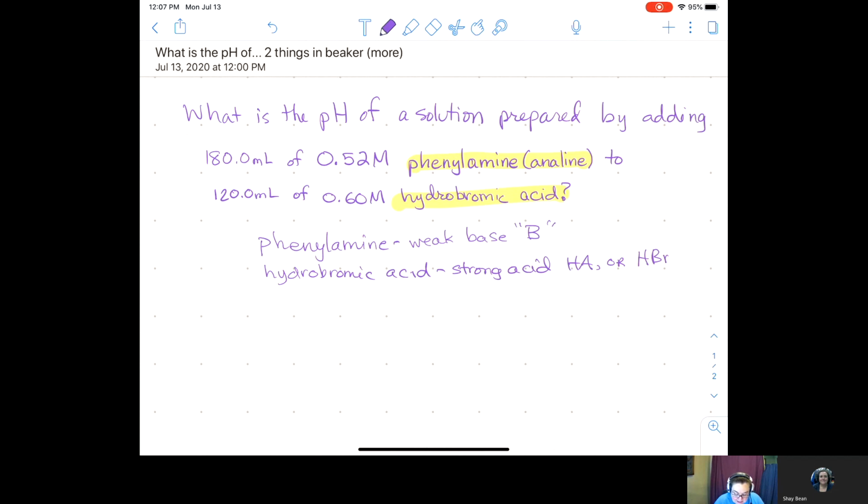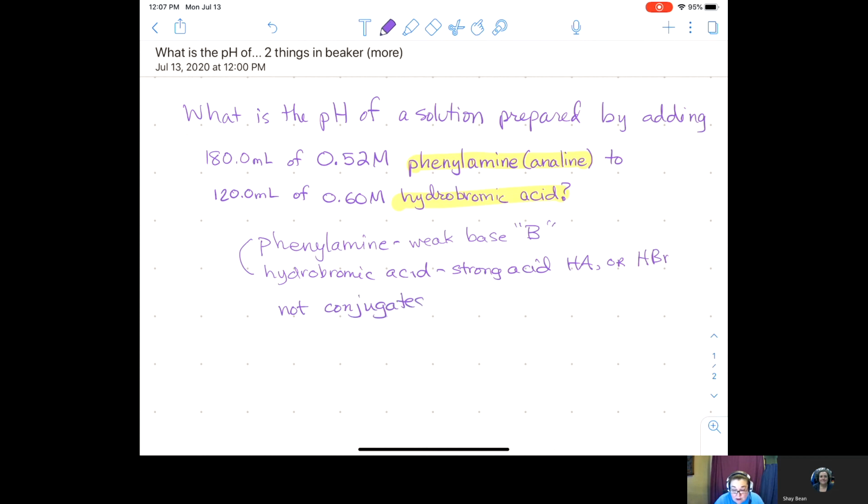So I have a weak base and a strong acid. Once I identify that there are two things in my beaker, one of them an acid and the other a base, go back and look at your flowchart. The next question is, are they conjugates or not? In order to be conjugates, their names and formulas have to be almost identical, and these are obviously not, so these are not conjugates.